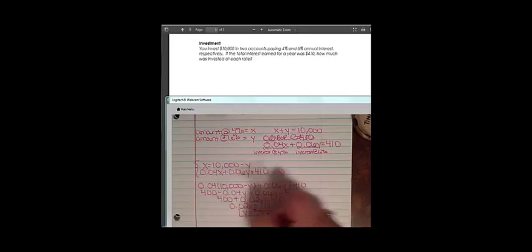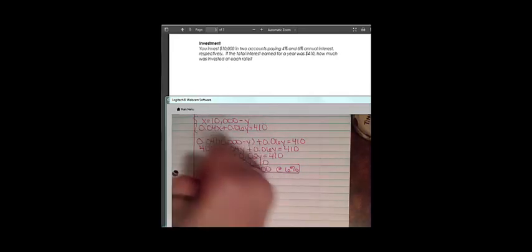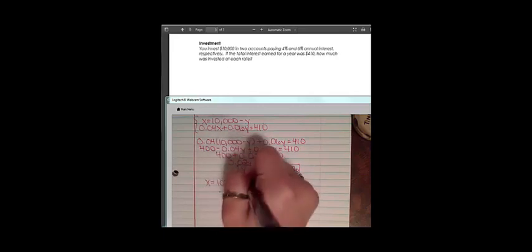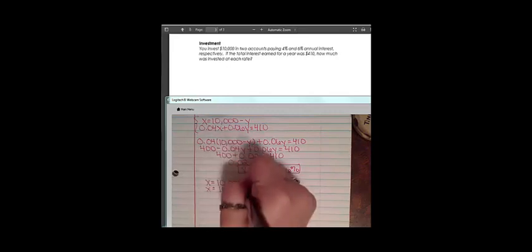Okay, and now we need to find out our x. So our x was 10,000 minus our y. So we just need to plug in 500 for our y. And you get x equals 9,500. And that's the amount you invested at the 4%.